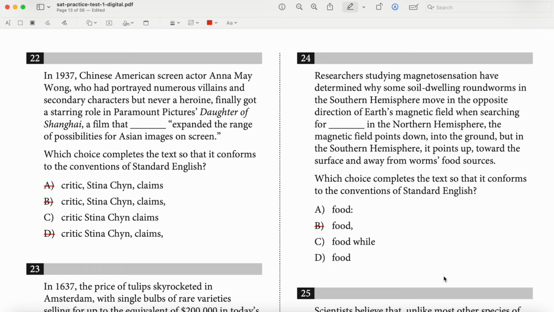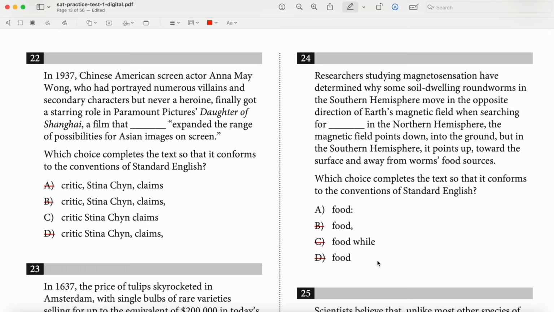Plug in D. I want to hear it. Researchers studying magnetosensation have determined why some soil-dwelling roundworms in the southern hemisphere move in the opposite direction of Earth's magnetic field when searching for food in the northern hemisphere. Okay, stop. Do you see the issue there? Yeah. The ones in the southern hemisphere aren't in the northern hemisphere. And that's what C and D are suggesting. So it's the ideas, really, that make C and D unacceptable.